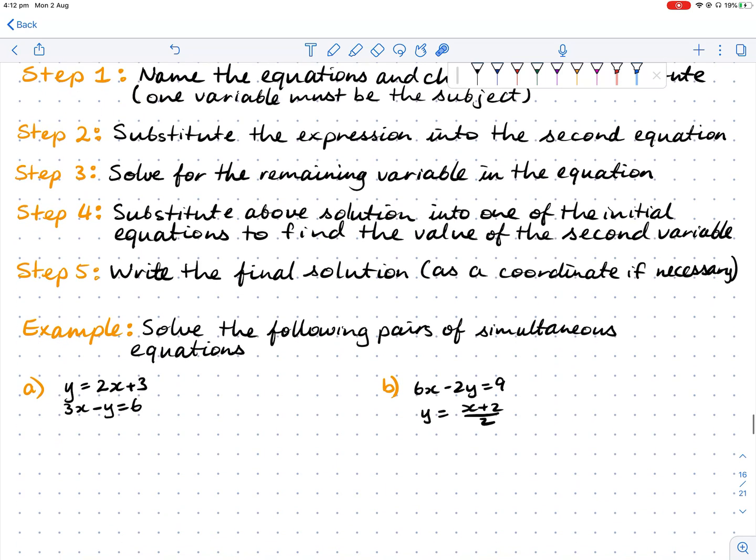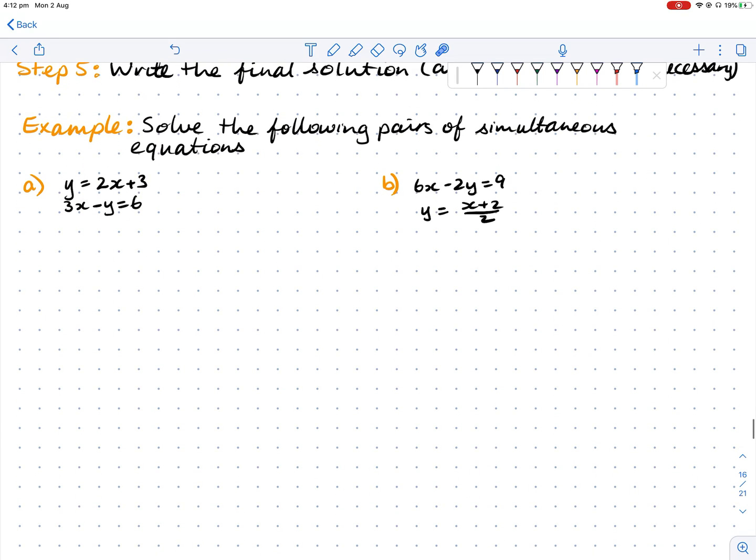And then your final step is to write your final solution. Sometimes we may write it as a coordinate. So if we're using x and y, often a coordinate is a good way to write your solution. But you can also just write them as 2 separate values. All right, let's have a look at this example. Solve the pairs of simultaneous equations. First thing I'm going to do is label my equations. So that's going to be equation 1, and that's going to be equation 2.